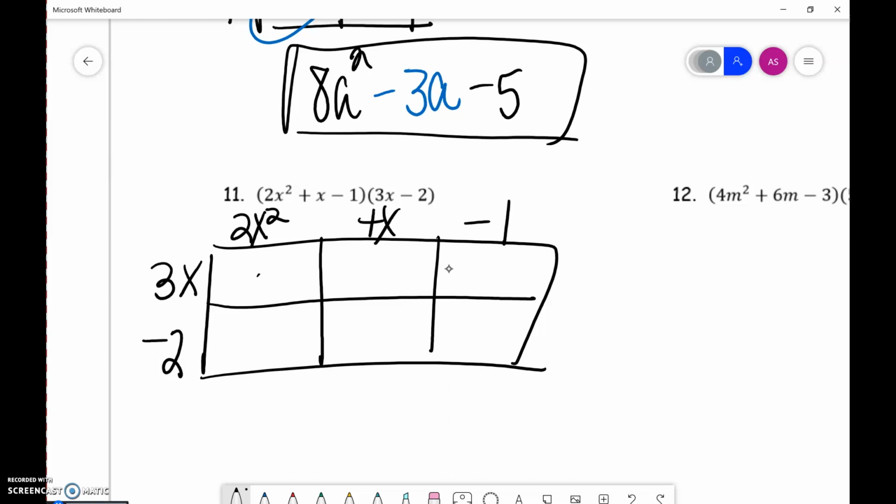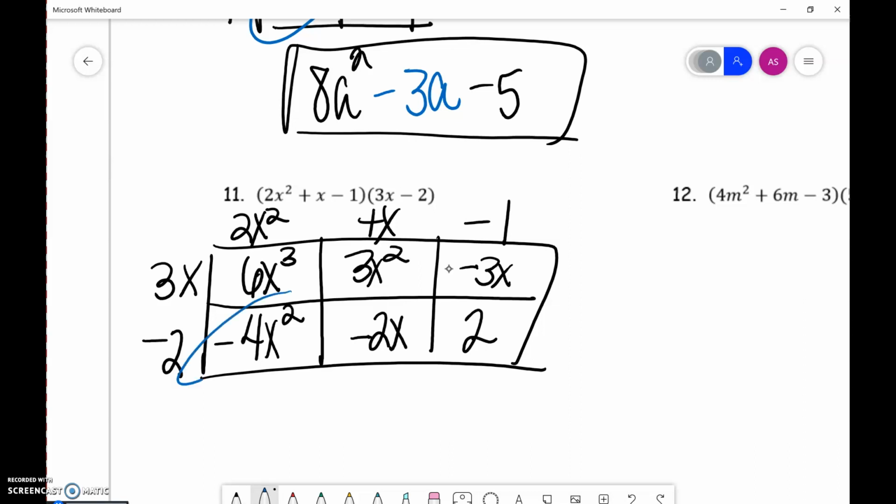So in this box here, I'll have 6x to the third. This box here, I'll have negative 4x squared. In this box here, I'll have 3x squared. In this box here, I'll have negative 2x. And in this box here, I'll have negative 3x. In my last box at the bottom, I'll have positive 2.